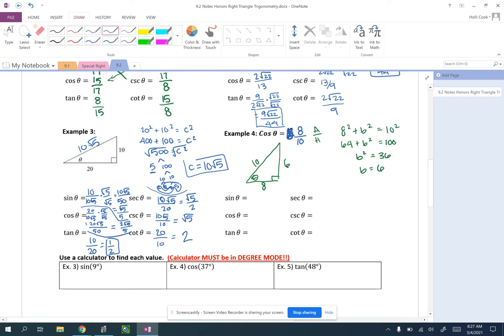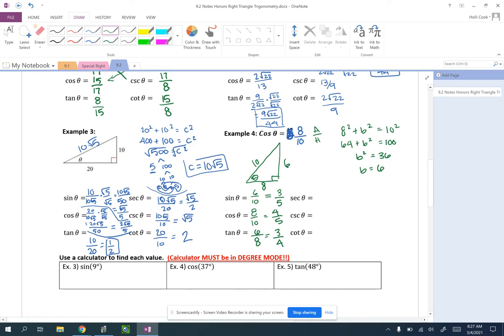Okay, so now when we do our sine, we're doing opposite over hypotenuse, so that's 6 over 10. Now we can simplify that, right? 2 goes into both of those, so really it's 3/5. Our cosine we know is 8 over 10, and again we can simplify that as well to be 4/5. Tangent is going to be opposite over adjacent, so 6 over 8. And if we simplify that, we get 3/4.